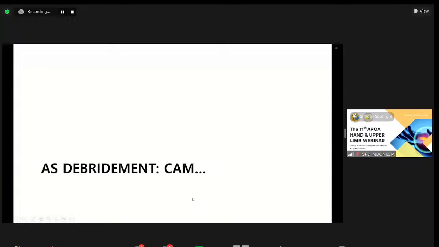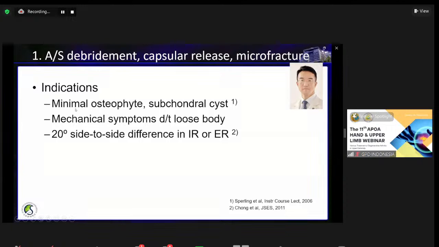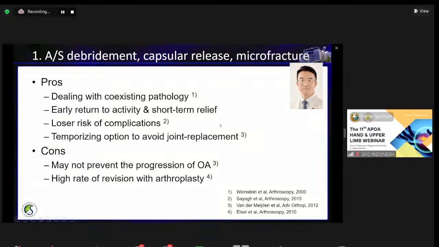So arthroscopic debridement is called TEM. It's usually indicated with minimal osteophyte and subchondral cyst, mechanical symptoms due to loose body, and a 20 degree side-to-side difference in ER and IR. Of course, there are pros and cons for this. The most favored thing is that the patient is relatively young, so we can have this shot, and if it fails, you can still do the arthroplasty.